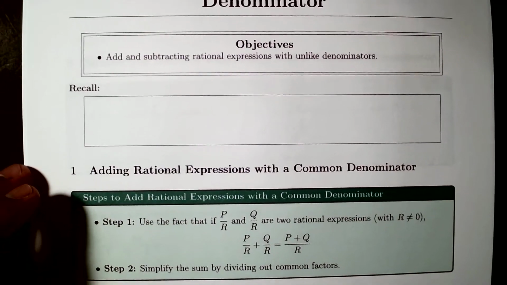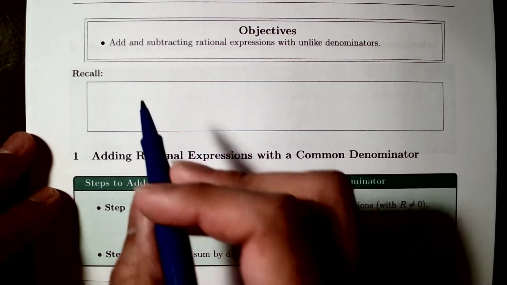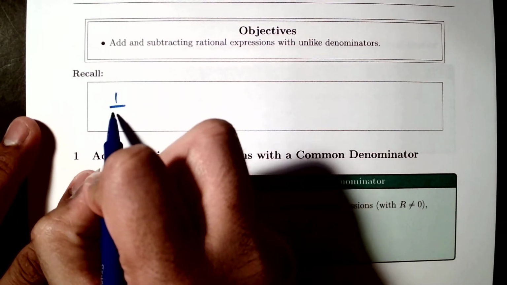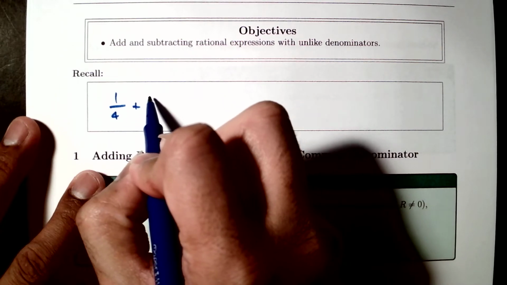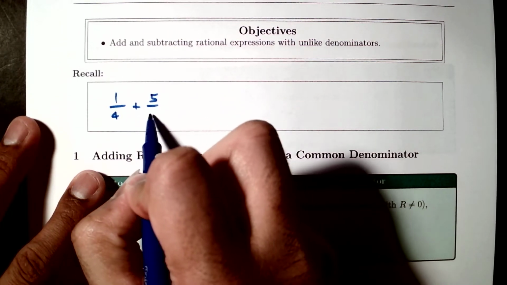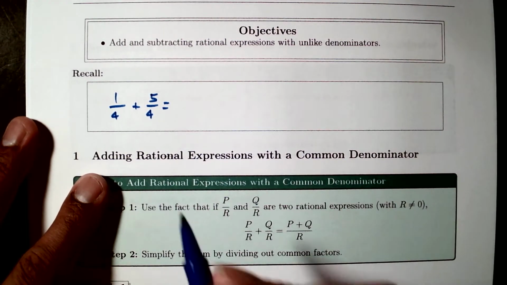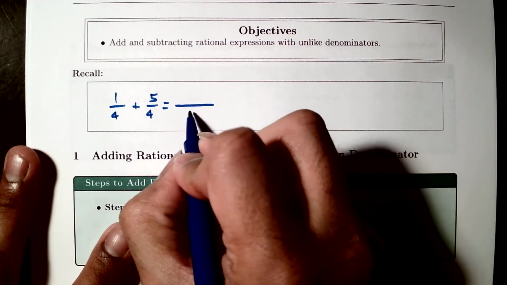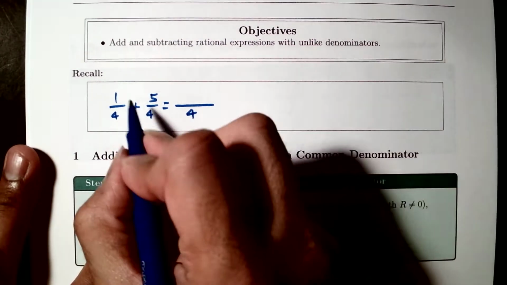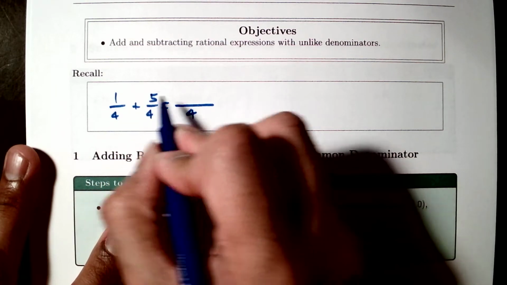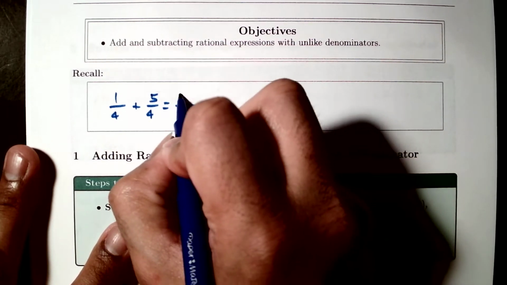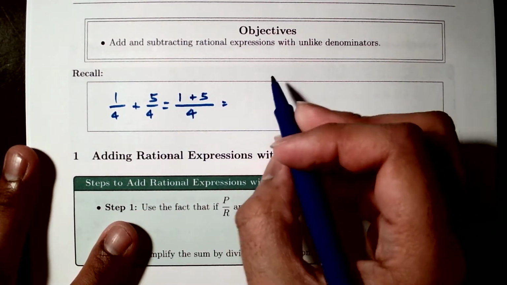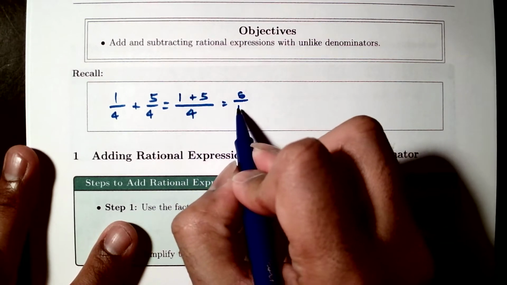Okay, so what's the idea behind adding and subtracting fractions with the same denominator? For example, if I have 1/4 plus 5/4, because these two fractions have the same denominator, all we do is carry the denominator, write it down, and do the indicated operation in the numerators, that is 1 plus 5. So all we do is simplify. 1 plus 5 equals 6 over 4.